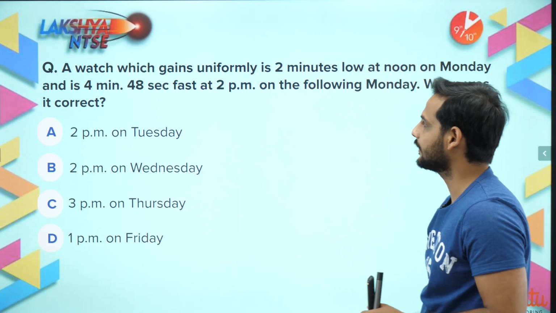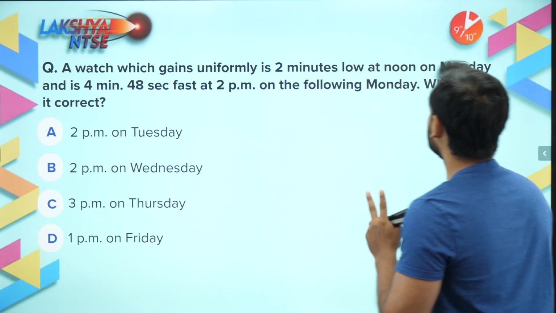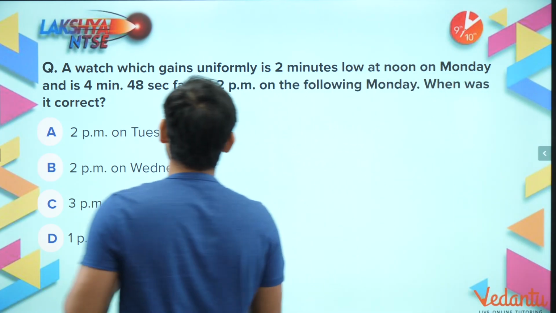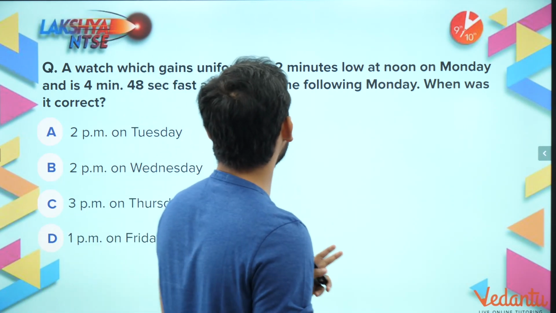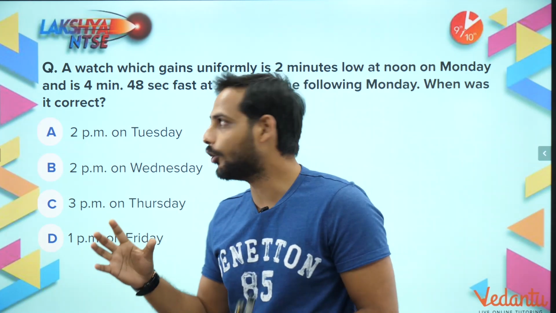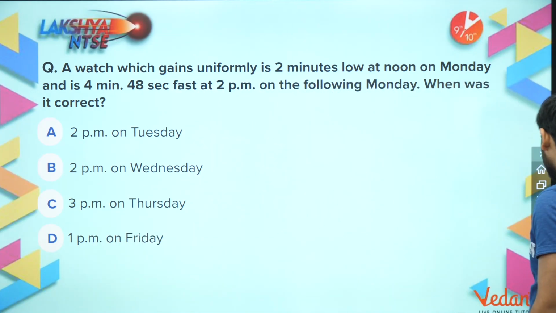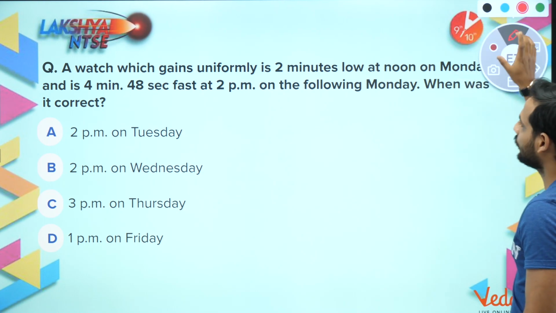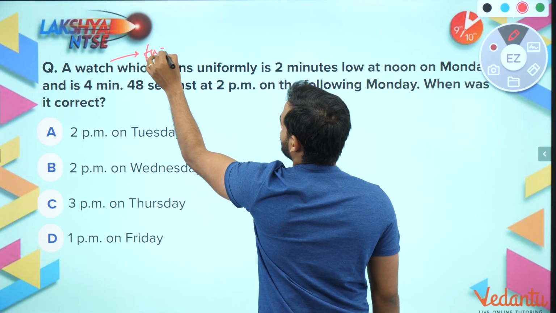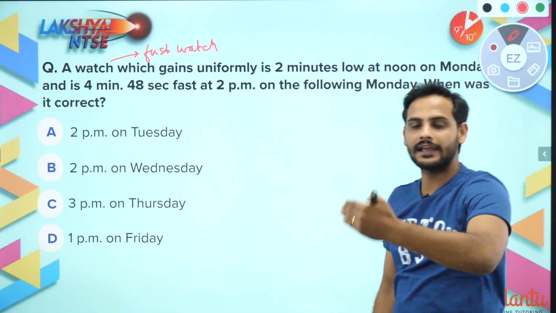So here they are saying that a watch gains uniformly, is 2 minutes slow at noon on Monday and is 4 minutes 48 seconds fast at 2 p.m. on the following Monday. When was it correct? That means a watch is gaining, so this is a fast watch. We got to know this is a fast watch. It is moving fast, it is moving more than the actual time.